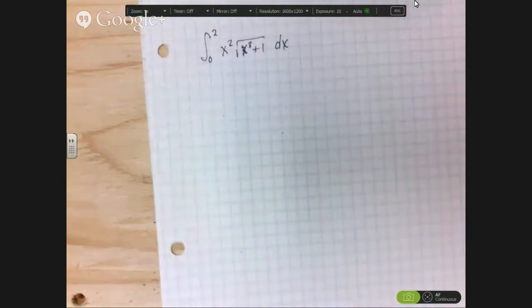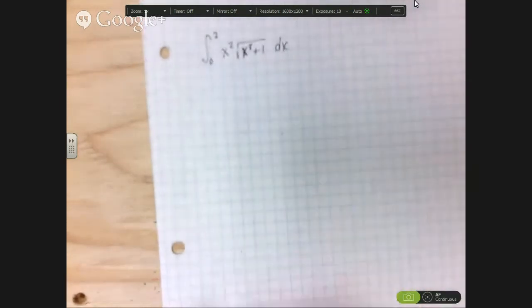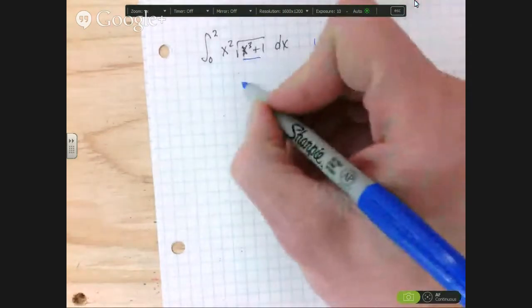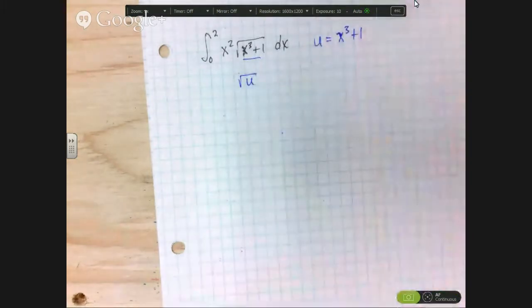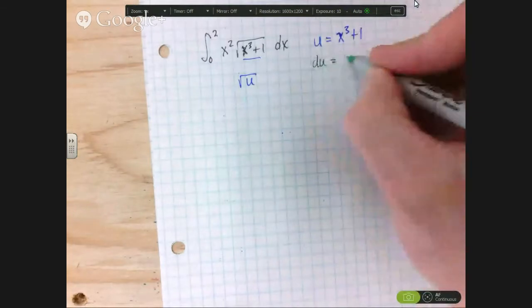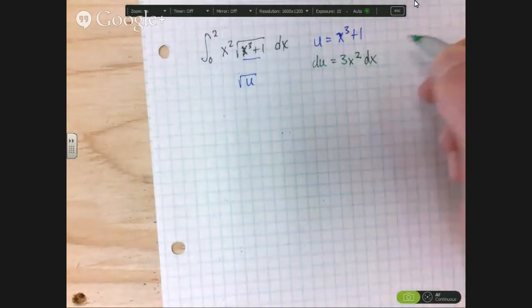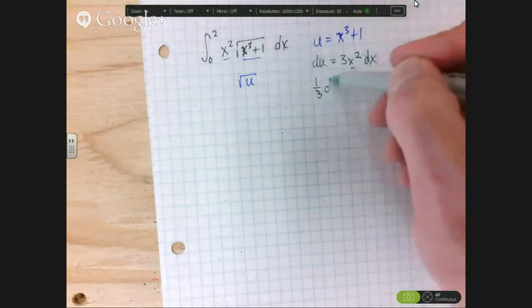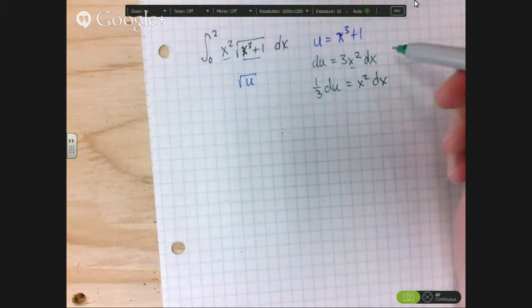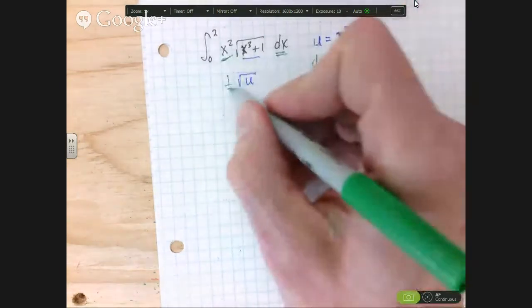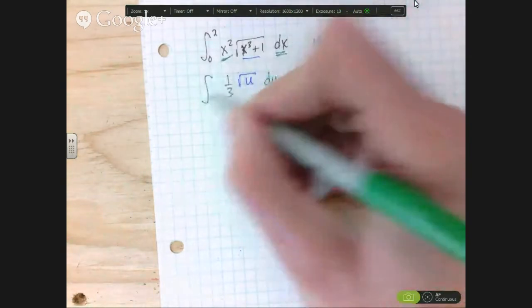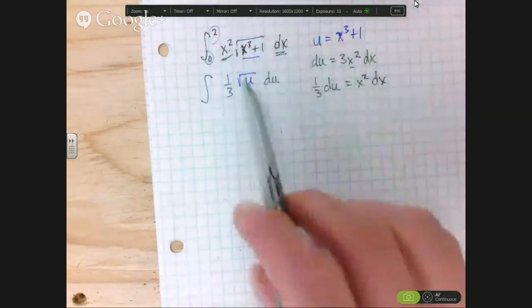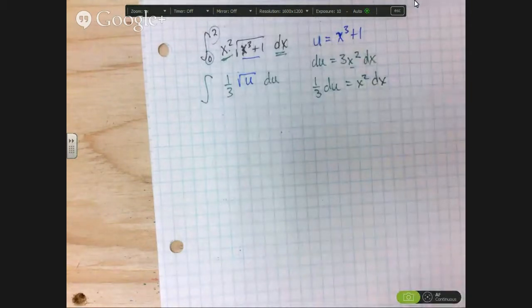Notice it's a definite integral now, so we're not going to have any constants. I'm going to set u equal to x cubed plus 1. We'll get the square root of u. Take the derivative. And we only have an x squared here, so I'm going to divide by 3. So 1 third du equals x squared dx. So I've just replaced x squared dx with 1 third du. Now, here's the difference. These numbers are in terms of x. I have to change them to be in terms of u. Or you can leave them and substitute later.